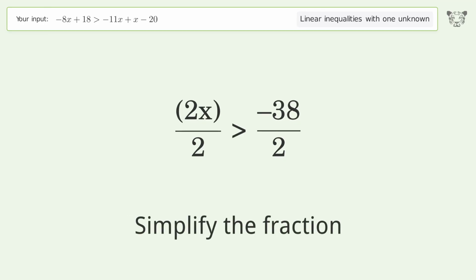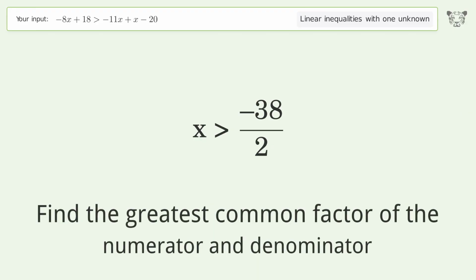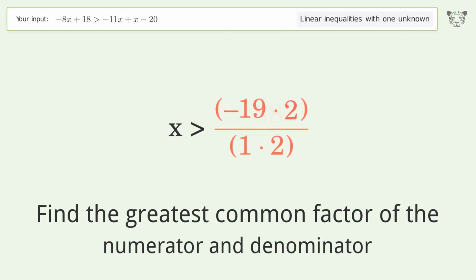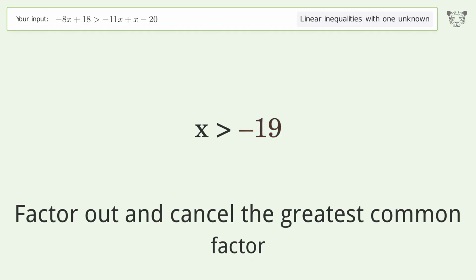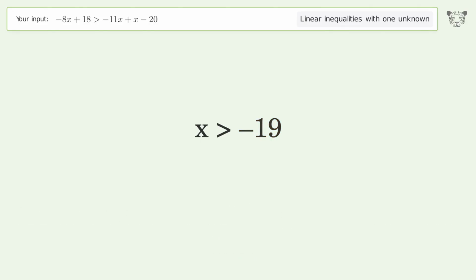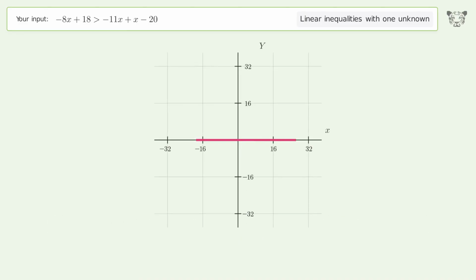Simplify the fraction. Find the greatest common factor of the numerator and denominator. Factor out and cancel the greatest common factor. Plot the solution on a coordinate grid. And so the final result is x greater than -19.